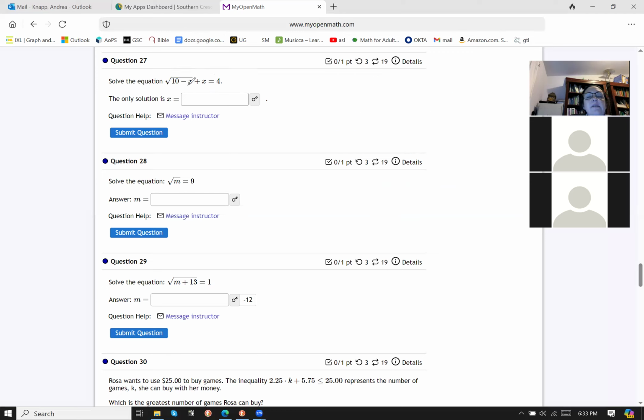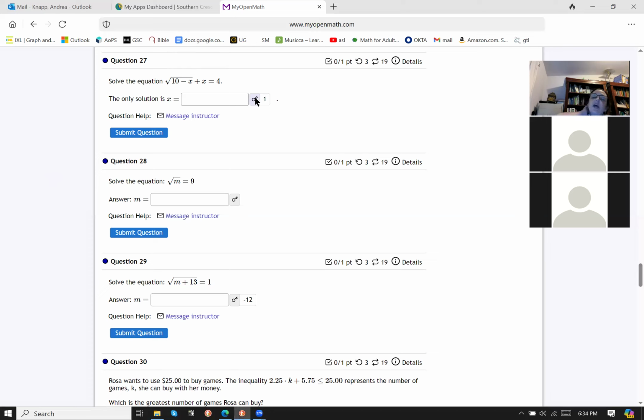If we try the 6, 10 minus 6 is 4. The square root of 4 is 2. 2 plus 6 is 8. Is that the same as 4? No. So the answer of 6 did not work. Now we'll try the answer of 1. 10 minus 1 is 9. The square root of 9 is 3. 3 plus 1 is 4. Does 4 equal 4? Yes. So that's why it says the only solution.